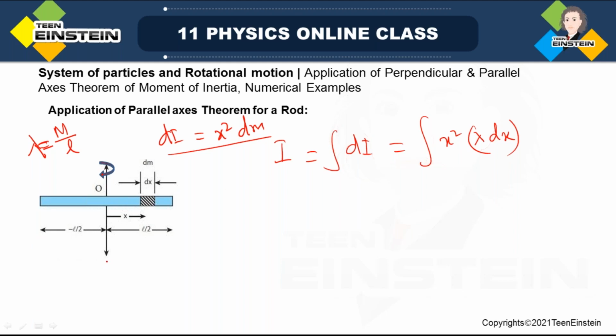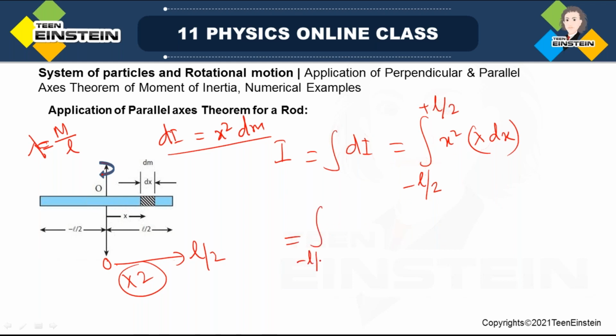I can take the limit in two ways. You can take the limit up to this and multiply by 2 to get both sides, or otherwise you can take the whole limit from the beginning, minus L by 2 to plus L by 2. We'll do this at a stretch. So minus L by 2 to plus L by 2, and this is x square, lambda is equal to capital M by L, into dx. This is a constant term, so I can take it out, and the rest I'll do the integration for.